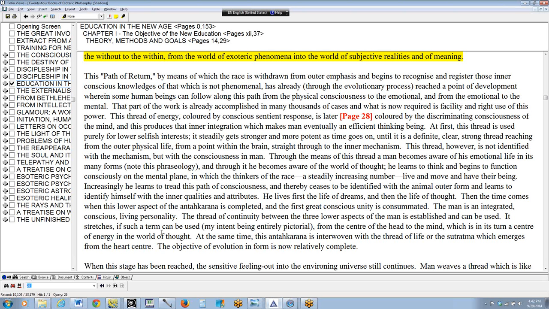Then the time comes when this lower aspect of the Antahkarana is completed. See, Antahkarana is a much larger idea here than the specific link between the mental unit and the manasic permanent atom. He expands upon this and gives it a larger significance. This lower aspect of the Antahkarana is completed, and the first great conscious unity is consummated. The man is an integrated conscious living personality. The thread of continuity between the three lower aspects of the man is established and can be used.